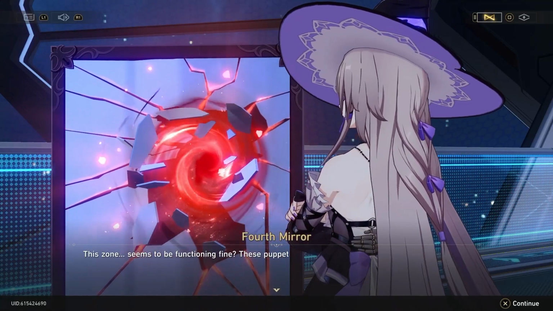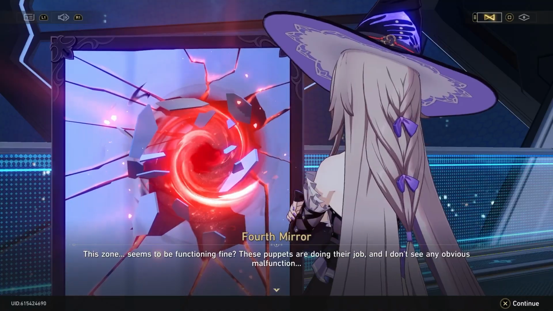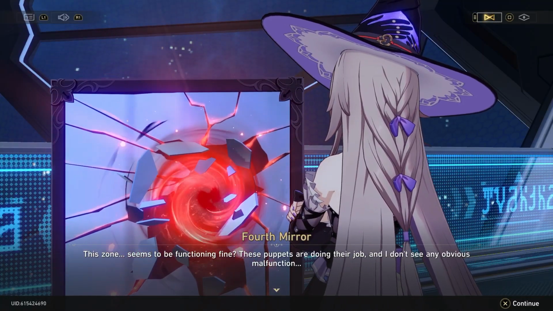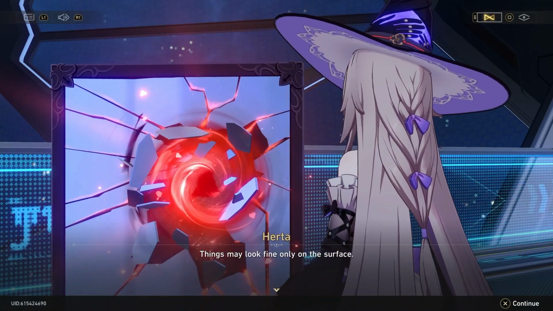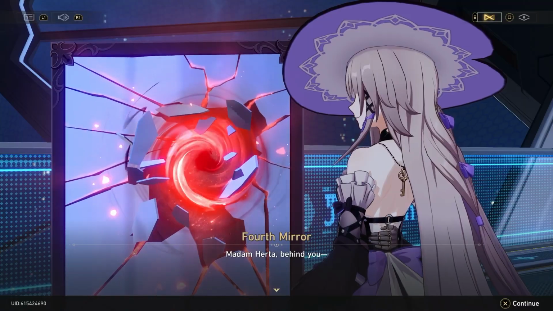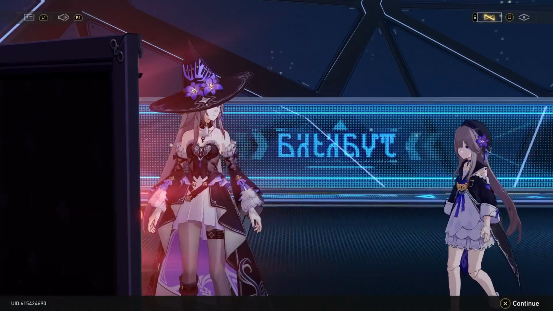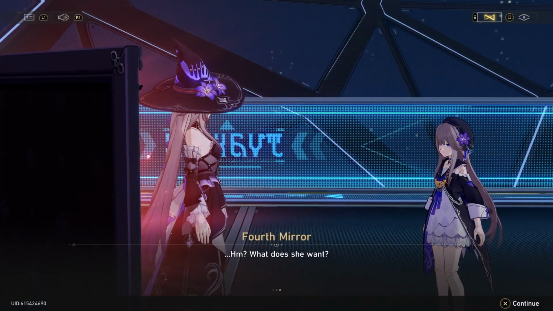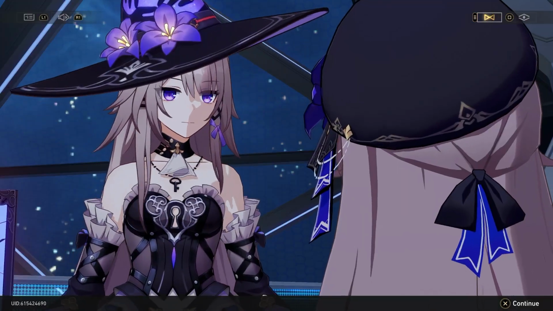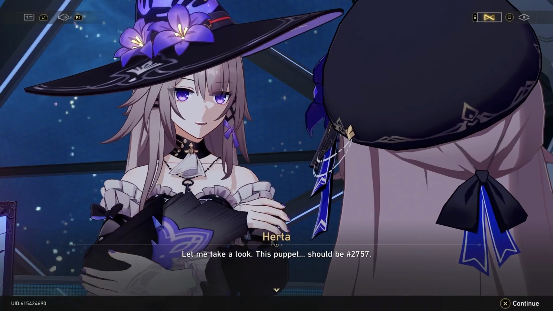This zone seems to be functioning fine. These puppets are doing their job, and I don't see any obvious malfunction. Things may look fine only on the surface. Madam Herta, behind you. Huh? What does she want? Let me take a look.